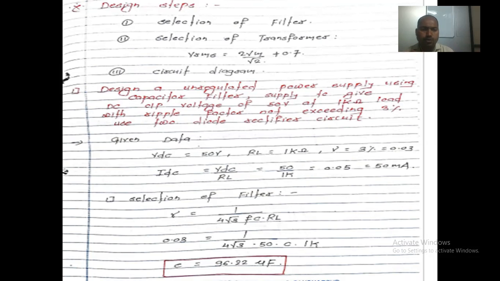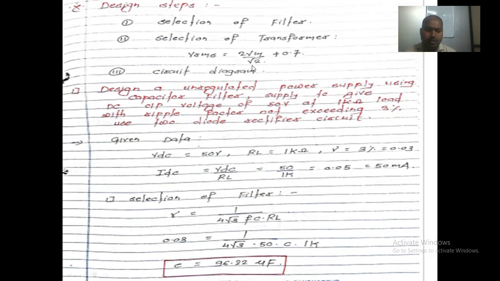Now, to give the DC output, this is designed for 50 volt unregulated power supply at 1 kilo ohm, which is nothing but a load, right? With ripple factor not exceeding 3%, so ripple factor value is 3 divided by 100. Whatever the value coming, that is the ripple factor value. Two diode rectifier circuit indicates that you must use the center tap type of configuration. Okay. Note down the given data.